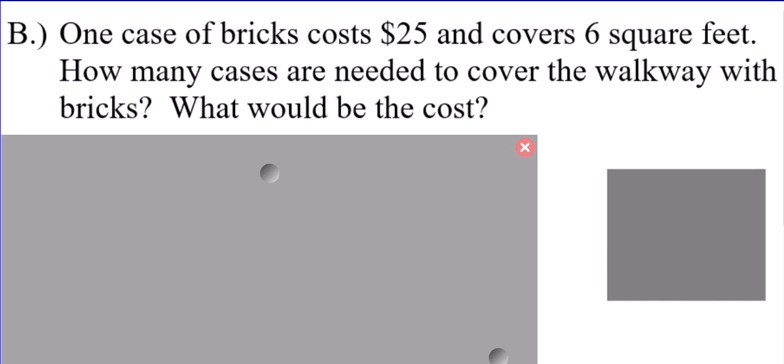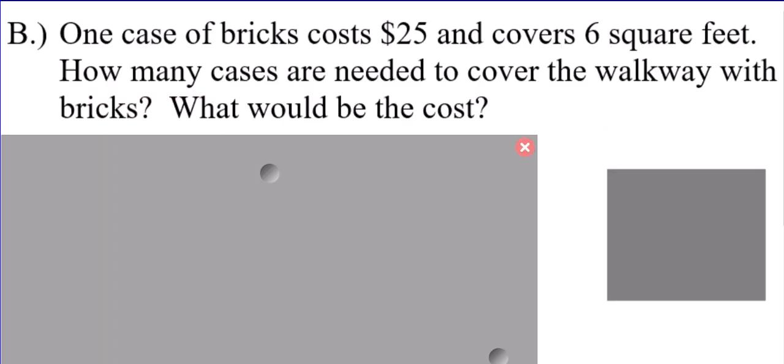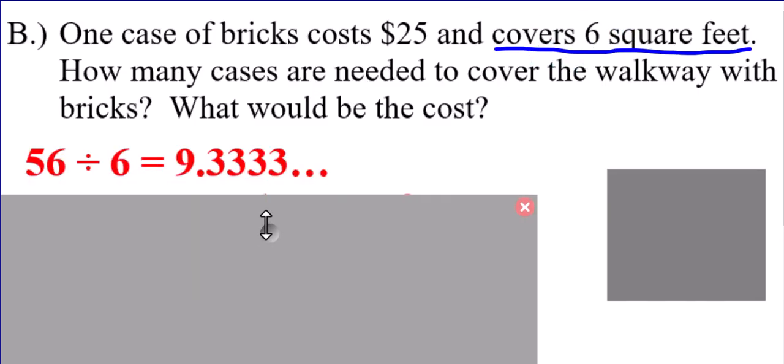Okay, do you remember what our area was? It was 56 square feet. We need to use that. We know one case of bricks covers 8 square feet. Did I say 8? I meant to say 6 square feet. So if we take the area that we got, 56, and divide it by 6, then we will find how many cases of bricks we need. And it's about 9 1/3. In fact, it's exactly 9 1/3. Point 3 repeating is 1/3.